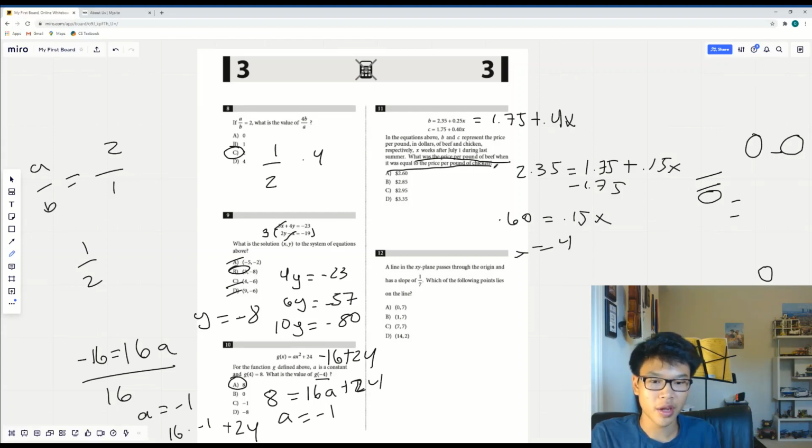Oh, we're going to plug this back in because we want to know what the price is when they're equal. So x is the amount of pounds when they're equal. So that's $1, 4 times 0.25, right? Plus 2.35 is just $3.